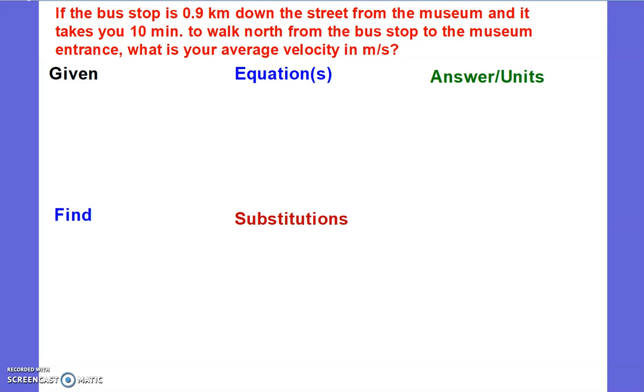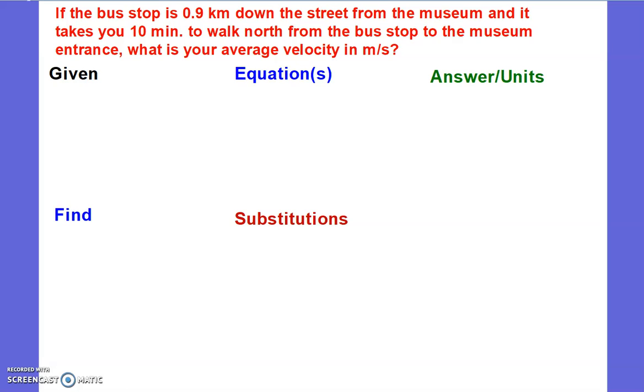So for this problem here, it says if the bus stop is 0.9 kilometers down the street from the museum, and it takes you 10 minutes to walk north from the bus stop to the museum entrance, what is your average velocity in meters per second?